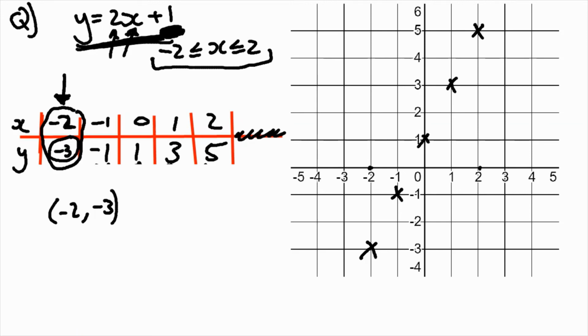And now we need to draw our straight line through these points. Now, if the line is not straight or one of the coordinates doesn't fit on the line, you know you've made a mistake.